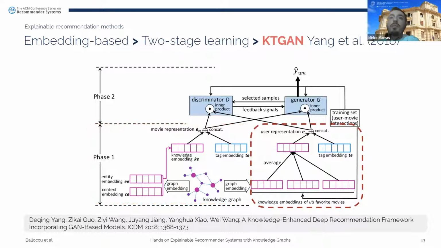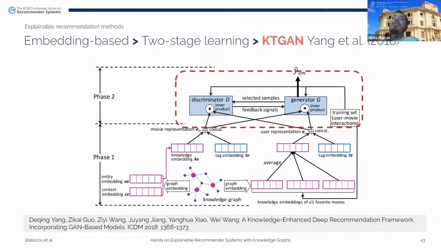On the other end, a user knowledge embedding is the average knowledge embedding of the movies which are the user's favorite movies from the user-movie interactions. At last, a user representation is the concatenation of the tag embeddings and the knowledge embeddings.